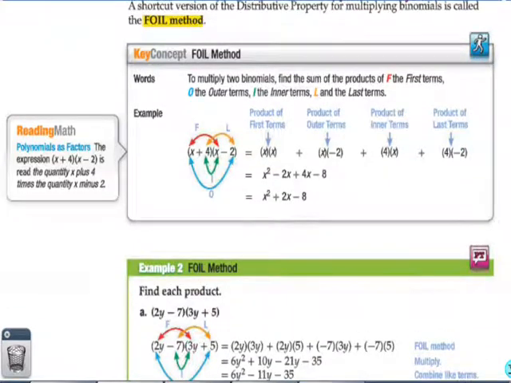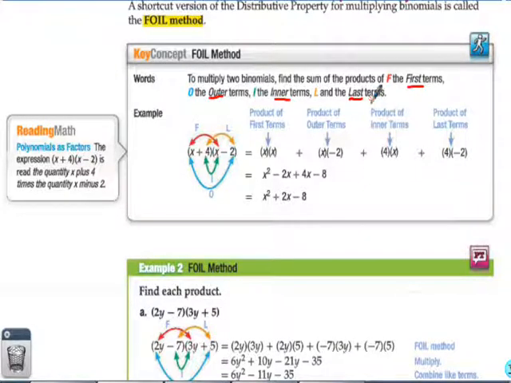Let's talk about FOIL, okay? FOIL is a shortcut version of the distributive property. It's just a way of remembering it. FOIL is a mnemonic device, okay? Each letter stands for something. First, outer, inner, last. So that's what we do.